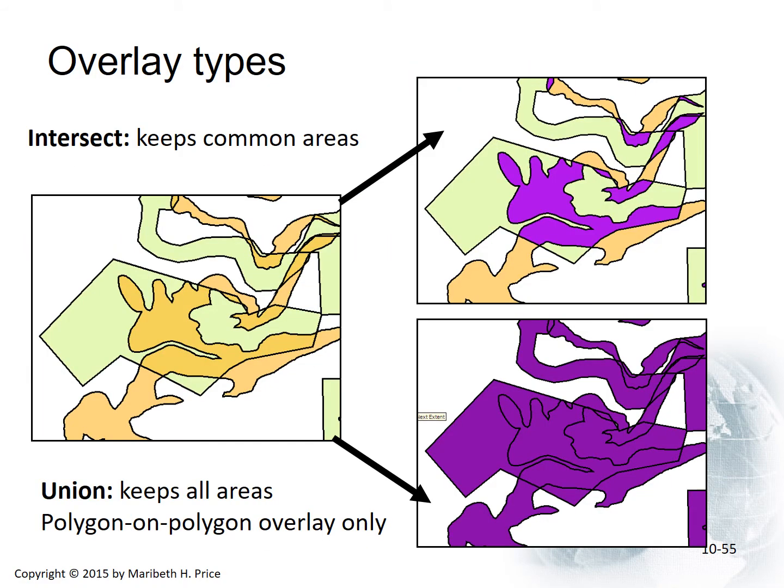So this is what overlays do. The top is intersect, where you only find the features common to both data layers, and that would be the purple. The bottom, you use the union function. It keeps all the areas from both of the layers on the left, and you end up with the purple areas on the bottom.